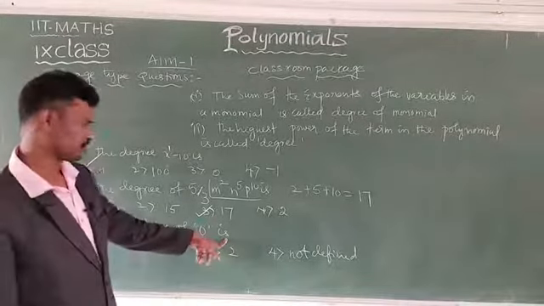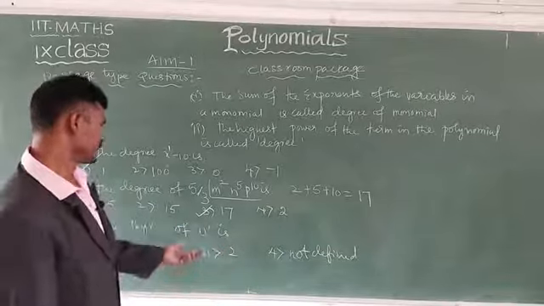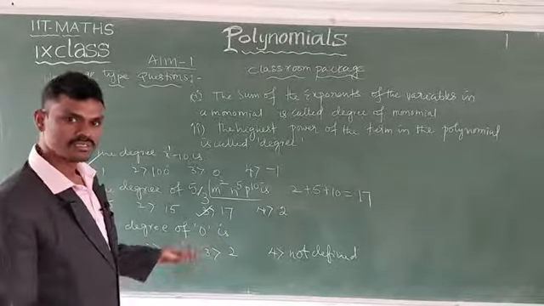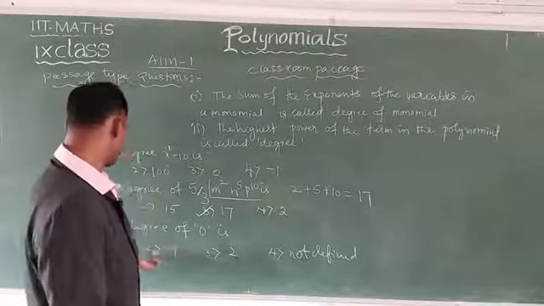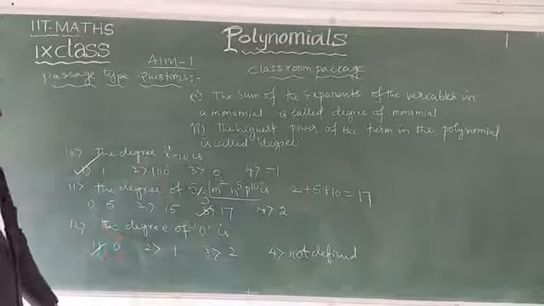Next one is the degree of 0 is... Degree of 0 means, we write it as 0 into x power 0. This is 0 only. This is a constant. Note down.